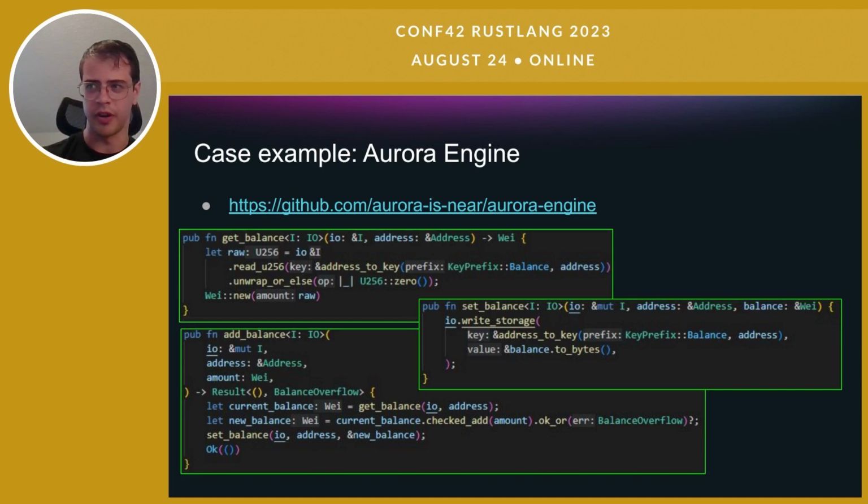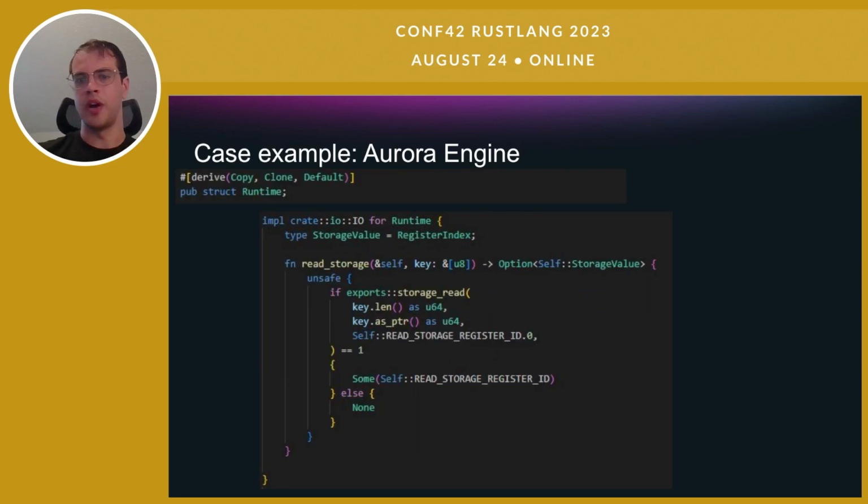Similarly for the set balance, again, notice the IO type generic. We're using a read and a write on a type that we don't actually know the concrete value of. We only know its interface. And we can compose these together into more complicated functionality. So the add balance function uses both get and set together to add an amount to a balance. But again, you can see the IO trait is present so that it can be passed along to the other smaller functions.